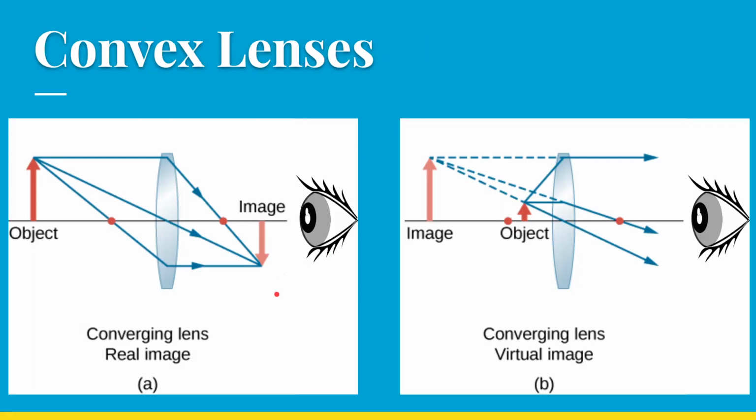So again, here's an example of a real image through a converging lens where the point actually does intersect, which we just saw in the last one. You'll notice the real image will be upside down.